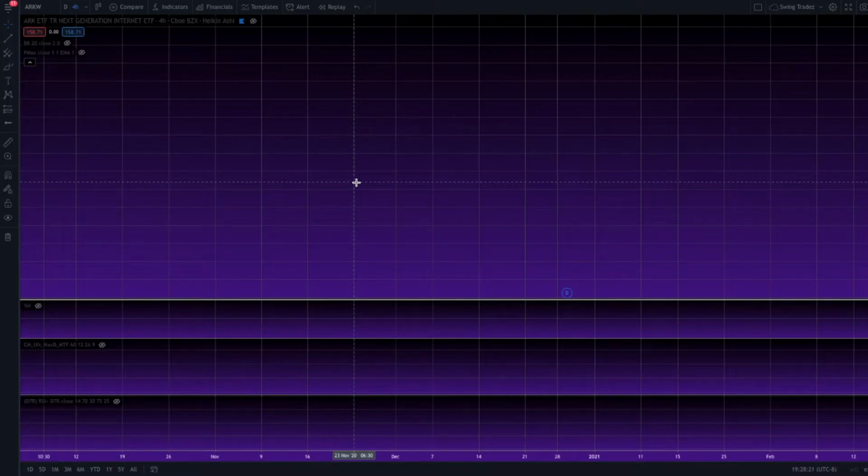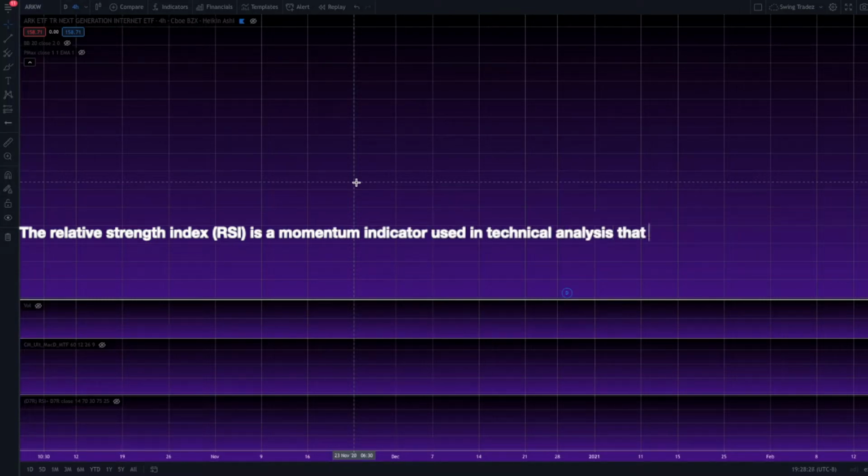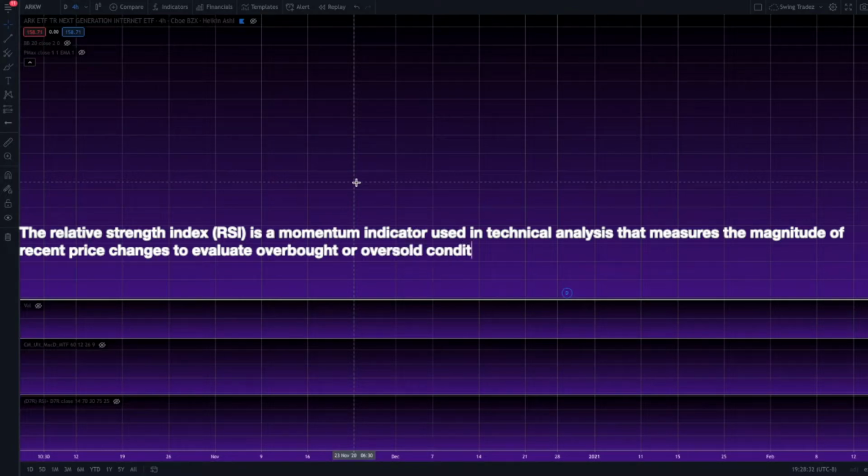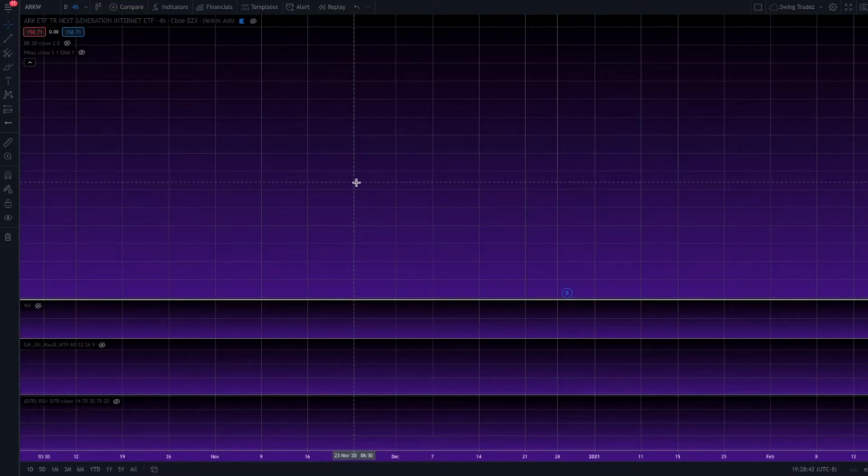Now moving on to the RSI. The RSI is the Relative Strength Index. It is a momentum indicator used in technical analysis that measures the magnitude of recent price changes to evaluate overbought or oversold conditions in the price of a stock or other asset. It is, like the MACD, a momentum indicator, but it tells you whether a stock is overbought or oversold. Let's look at a visualization.